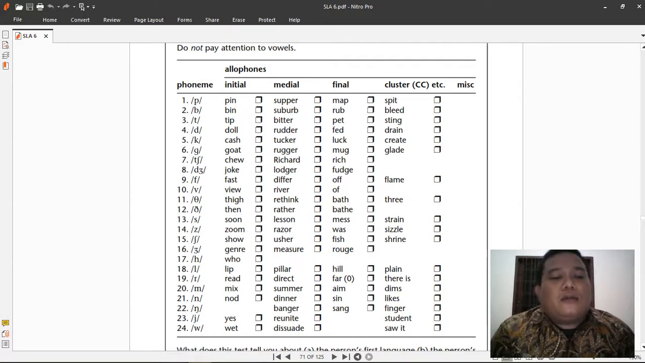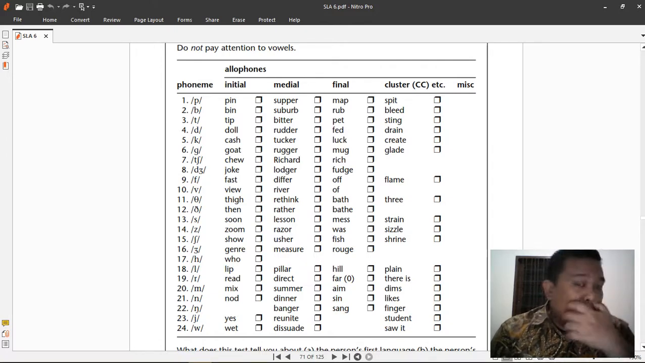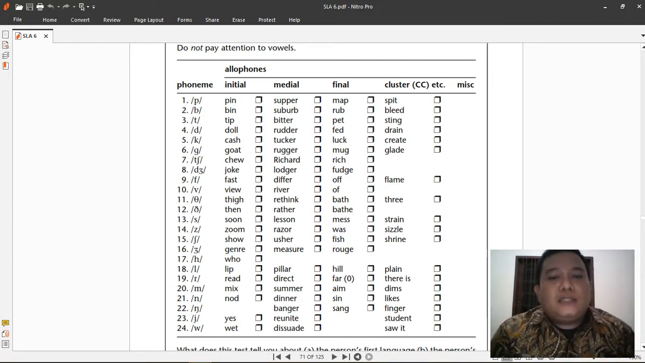Okay, and the 24 we have the w. Now we start to read this one. We have three places of pronunciation, three places of allophones here. The first one is the initial, and then the second is the medial, and the last is the final.